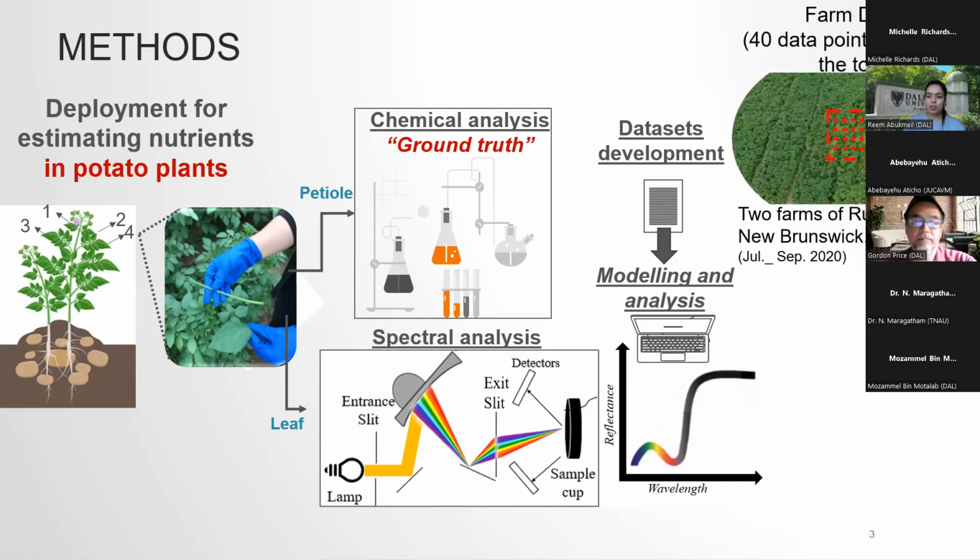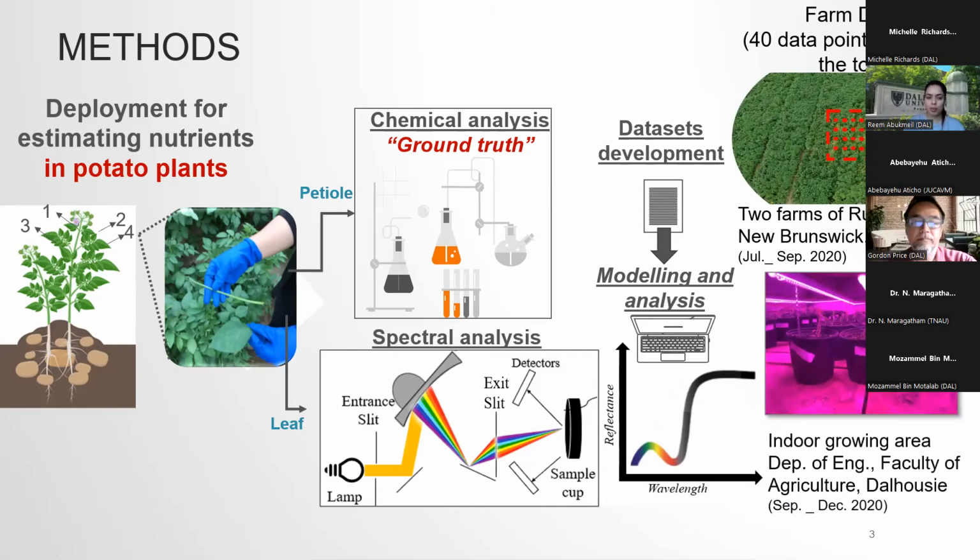And we took in total 40 data points from the farm in New Brunswick, Canada. And also we performed our indoor farming, and we control the light and the heat. And we also control the application of fertilizer. And basically, as I just mentioned in the objective, we aim to maximize the variation in our data sets. And we implemented this indoor in our Department of Engineering, Faculty of Agriculture at Dal University.